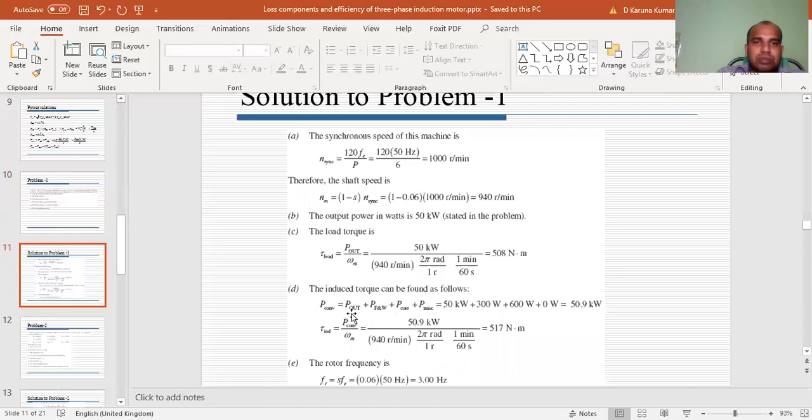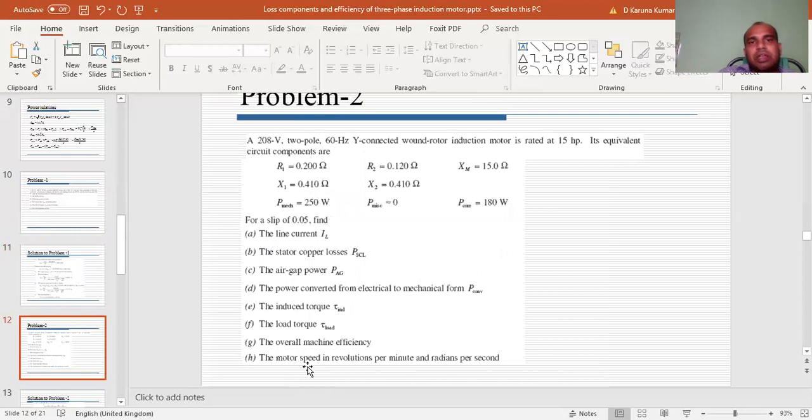The induced torque: the converted power equals output power plus friction losses, core losses and miscellaneous losses, which is 50.9 kilowatts. Induced torque equals P converted, the mechanical power, divided by omega m. That is 571 Newton meters. The rotor frequency formula is slip into the normal frequency. Slip is 0.06 into 50 hertz, that is 3 hertz. That is the rotor frequency.